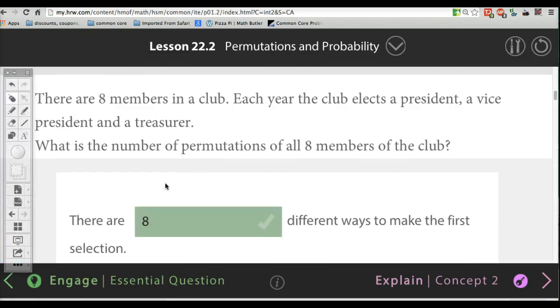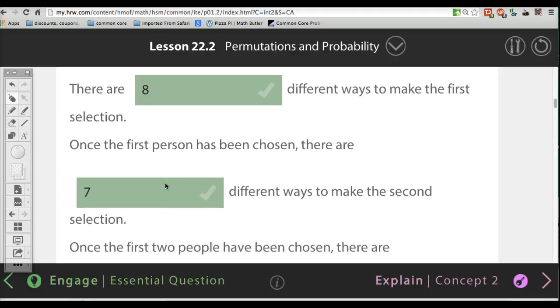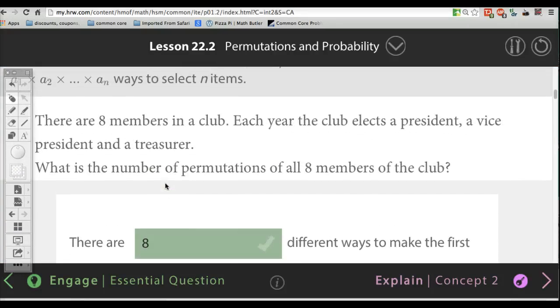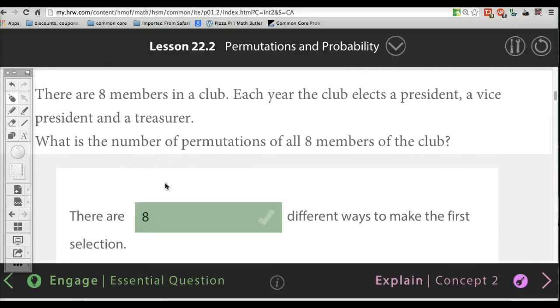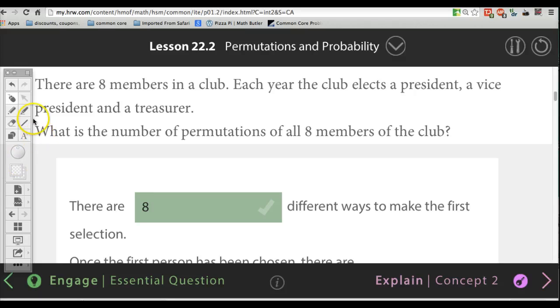So there you go. I have a problem here, and as you can see, I already did them, right? Okay. So there you go. This is the question that I want to work on.